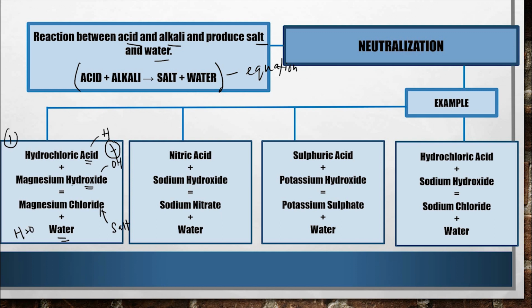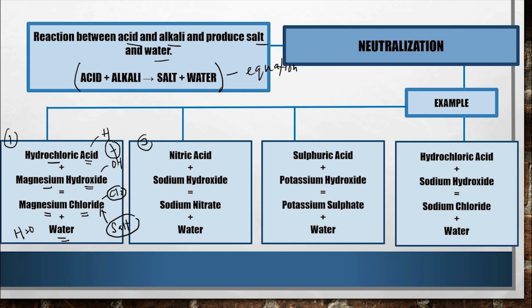So after they produce the water, hydrochloric acid and magnesium hydroxide react with each other and then produce the salt, magnesium chloride. Magnesium actually is a metal, while chloride is from the chlorine atom. So this one is a non-metal. So when metal reacts with non-metal, the name of the metal will be in front and the non-metal will be behind. So you have learned this concept in Form 1. So if you forget, please do your revisions.